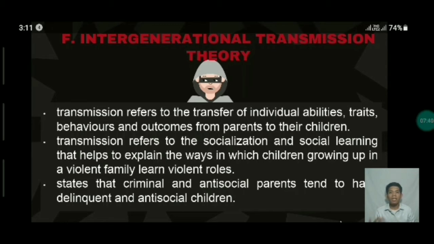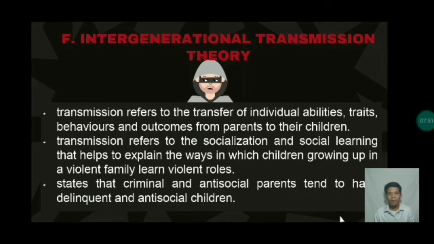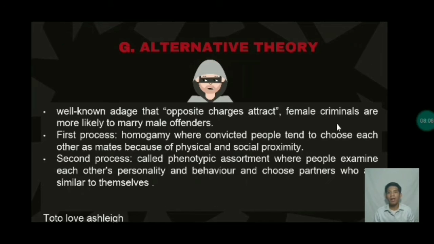So, this theory explains that when a person commits a crime or becomes a delinquent and antisocial child, it's because of a parent's behavior. There's transmission happening. There's a bigger possibility that a child will commit a crime when he is exposed to violence. So that's the meaning of intergenerational transmission theory. So we have also alternative theory.